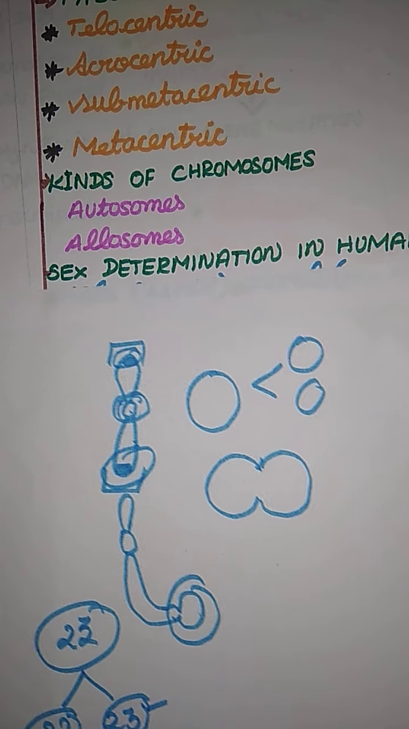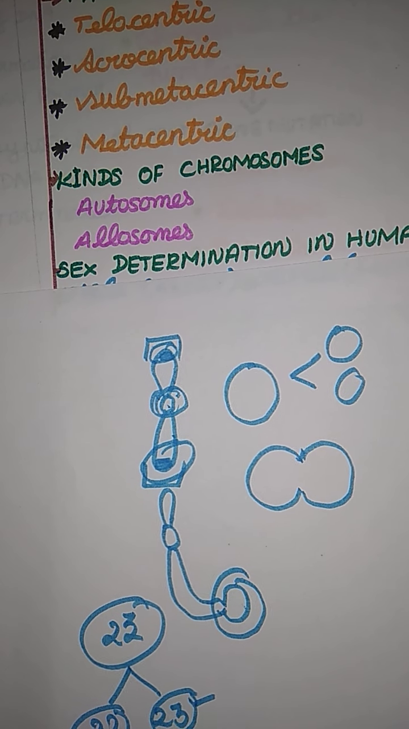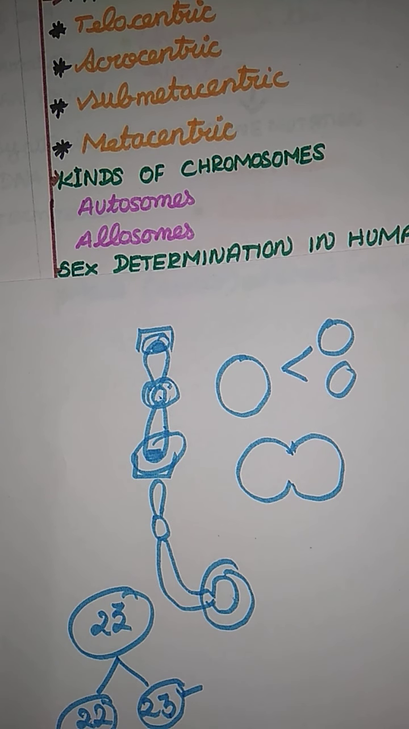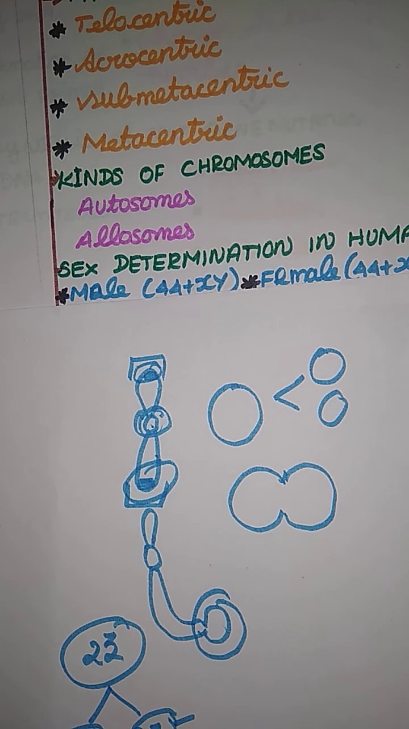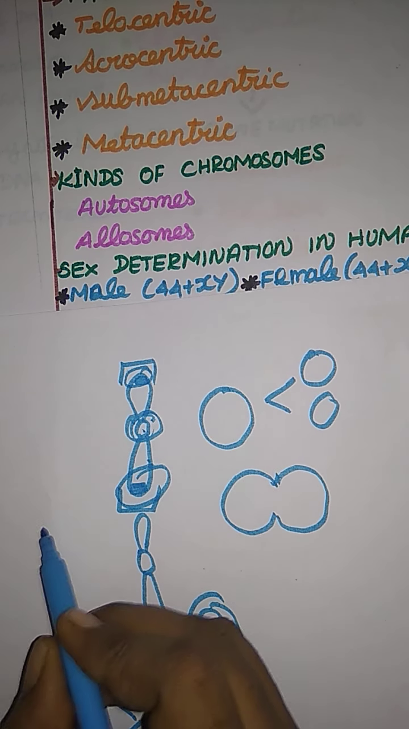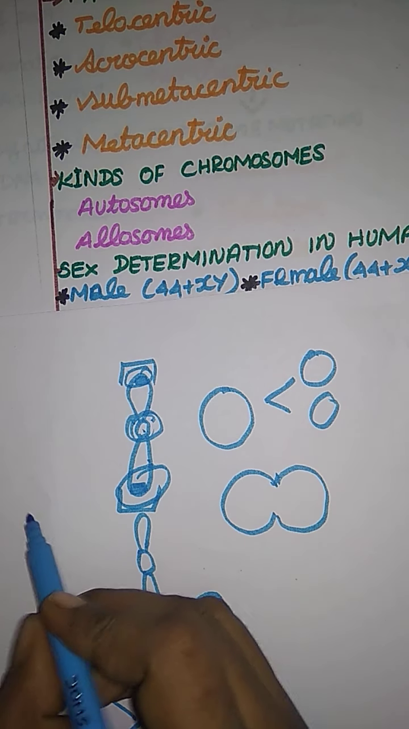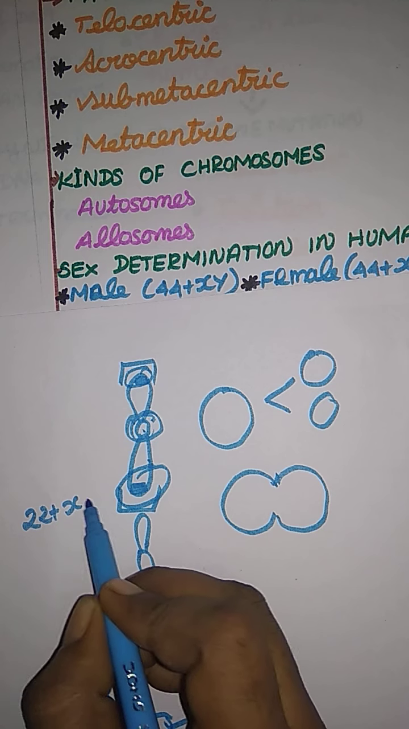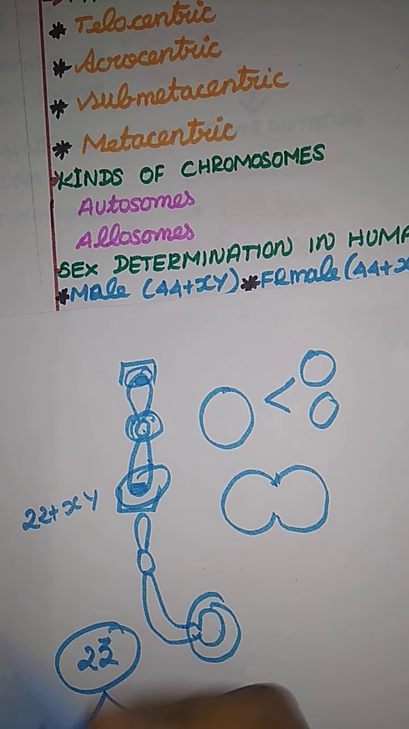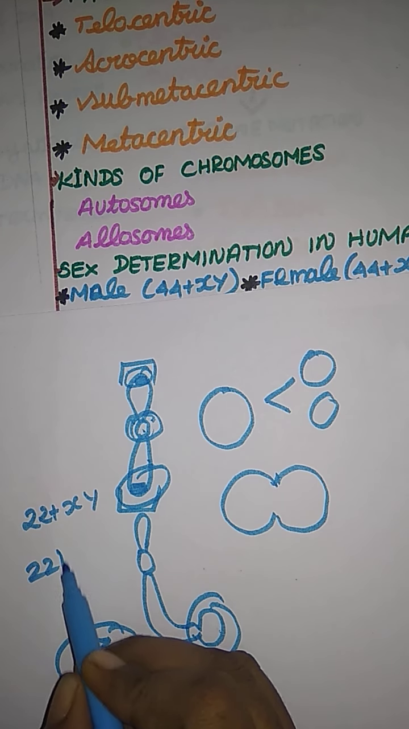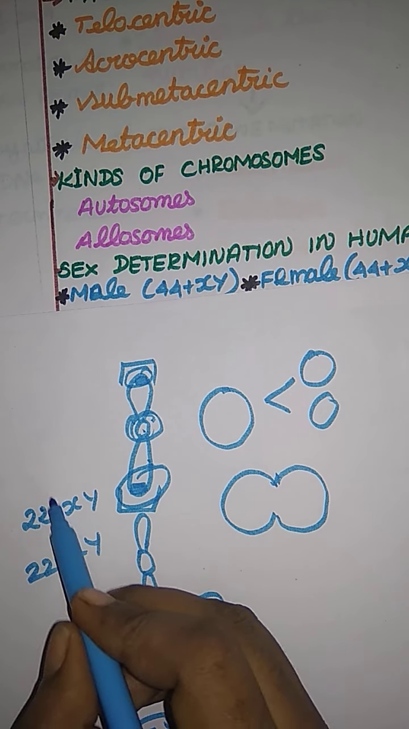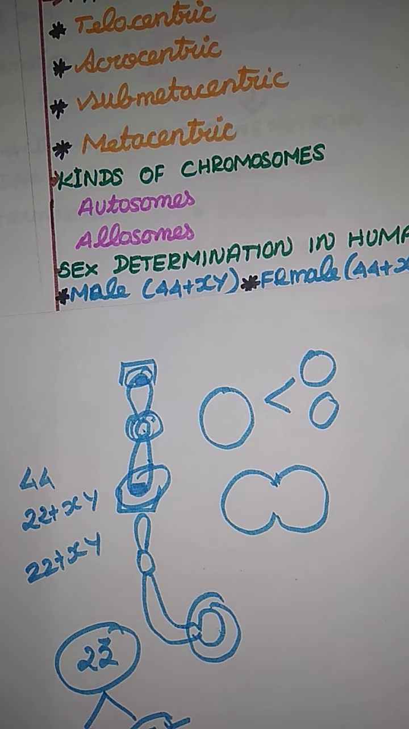And the last one is sex determination in humans. Here the 23rd pair is involved in sex determination. First, a male contains 22 plus an XY pair, and a female contains 22 plus XX chromosomes, that is 44. Twenty-two pairs, that is 44. Okay, so that's it for chromosomes.